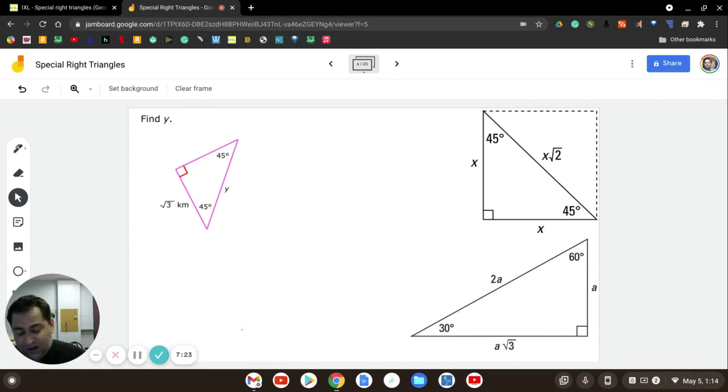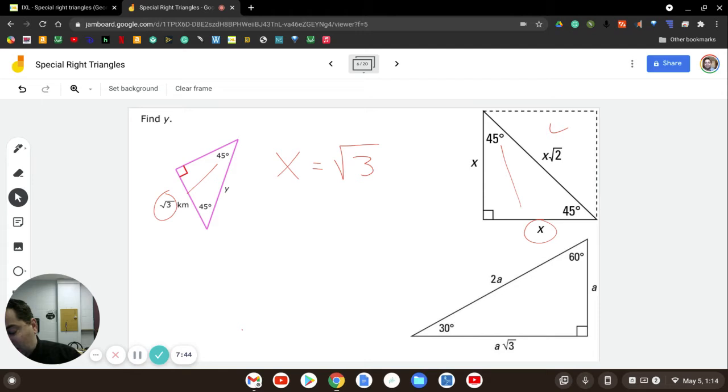We finally have a 45, 45, 90 triangle. So I have this triangle right here. And now I look to see what I have, and I can see opposite the 45-degree angle, I have the square root of 3. Opposite the 45-degree angle, I have an x. So I know x is equal to the square root of 3.